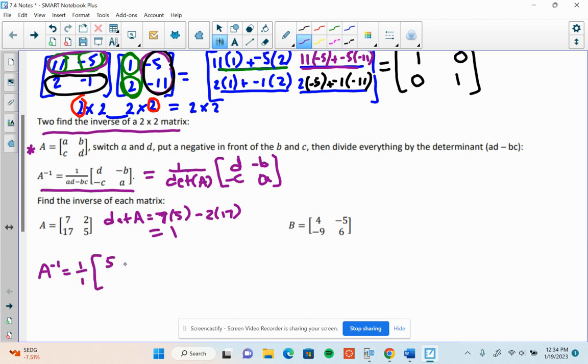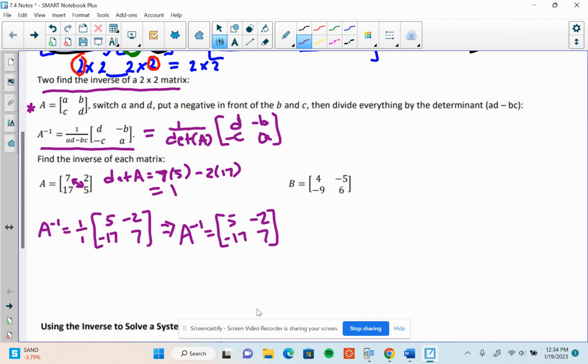So the inverse of matrix A is going to be 1 over 1, which is just 1. And then we switch the 5 and the 7. So these two switch. Change the sign on the other two. So the negative 2 and the negative 17. And since 1 over 1 is just 1, my inverse matrix is 5, negative 2, negative 17, and positive 7. And we are done. All right, let's do the second one.